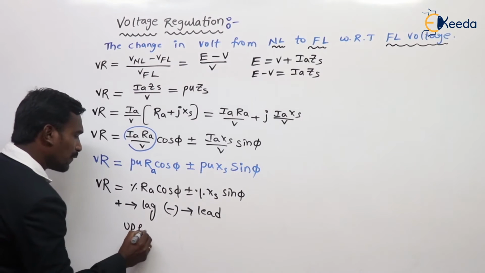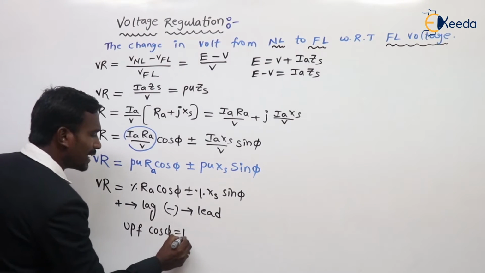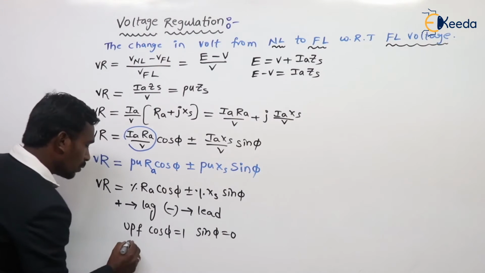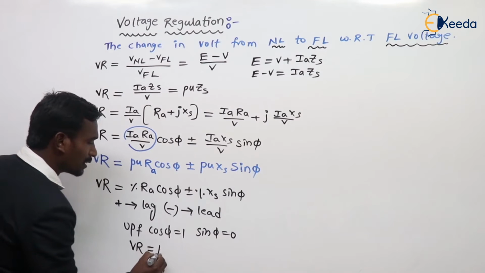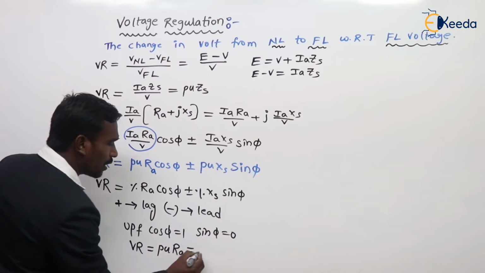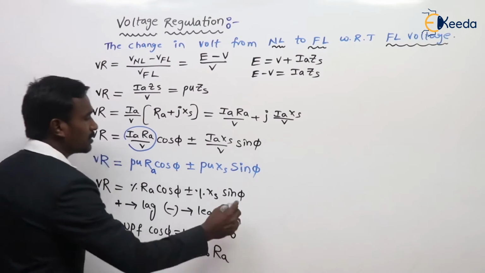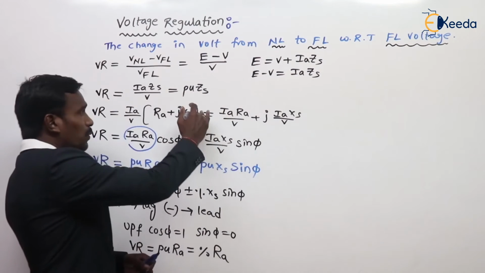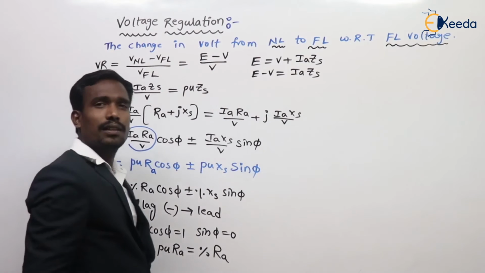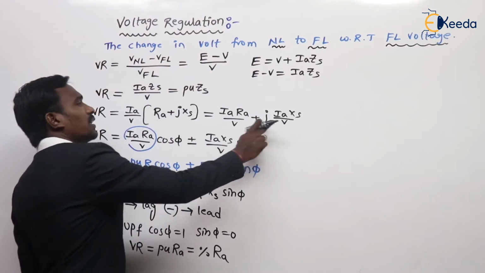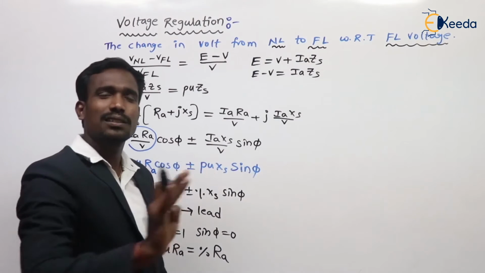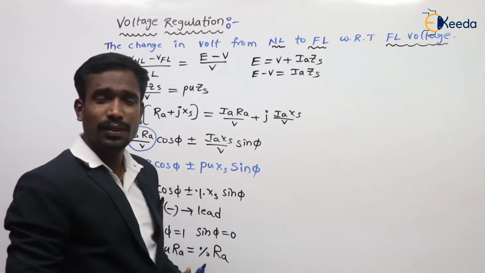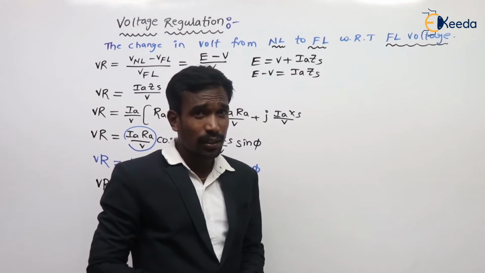and at unity power factor, cos phi is exactly equal to 1 and sin phi is exactly equal to 0. Then what is the voltage regulation at unity power factor? Per unit R or percentage R. This is the voltage regulation of a synchronous machine. Of course, these equations are the same for a transformer also, just here E will come here. Everything is the same other than that. This is the voltage regulation formula. Right? Clear? Are you clear?